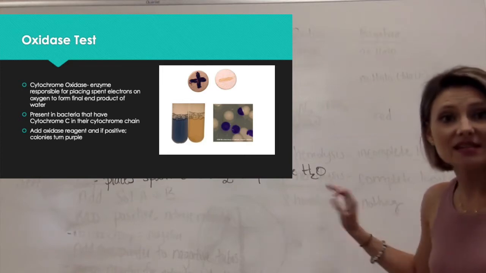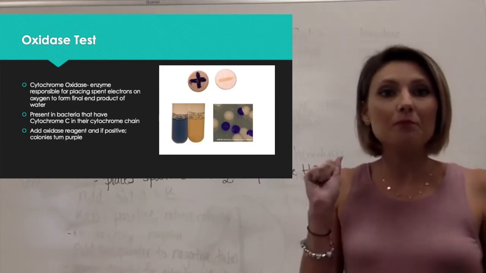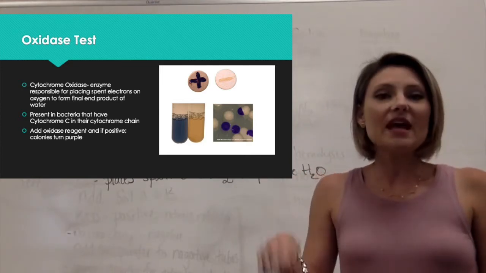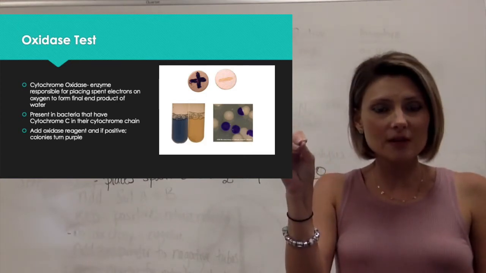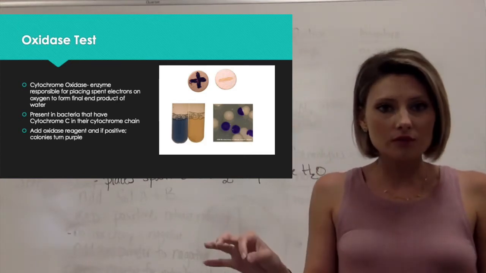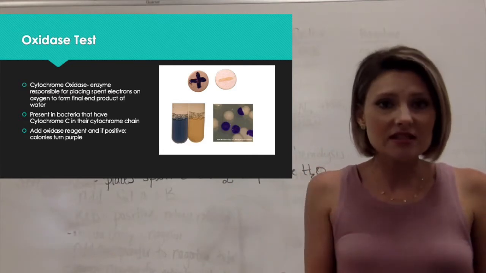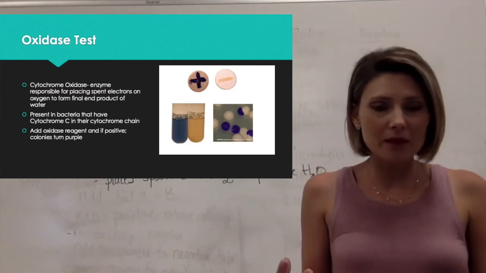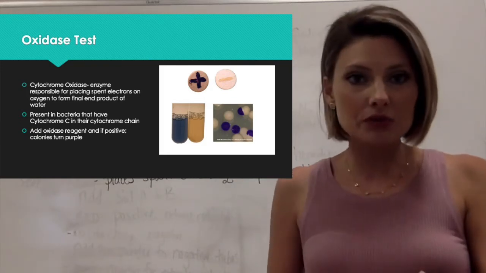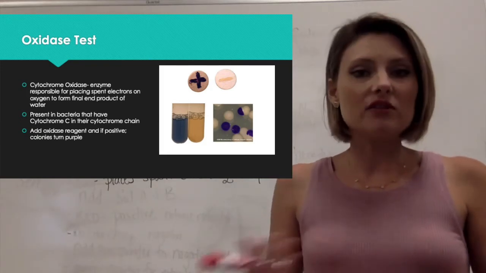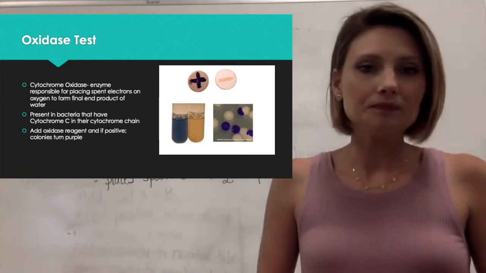So this enzyme is very, very important. It takes those spent electrons, places them on oxygen, which is the terminal electron acceptor, and makes water. If this enzyme wasn't there, the bacteria would not be able to do respiration. So our question is, does your bacteria produce this oxidase? It's going to give us more information about the bacteria.